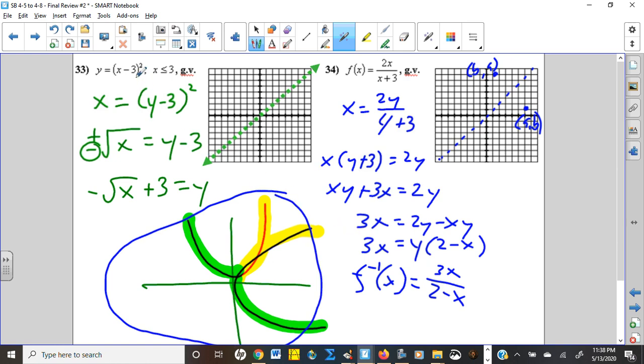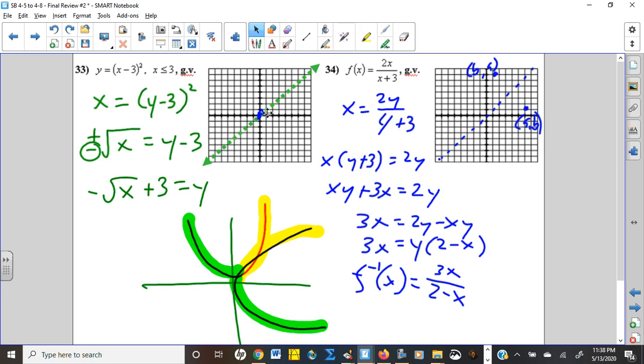Our original function is just a parabola that's been shifted 3 units over. So instead of starting here and going up, it's been shifted over to the point 3, 0, and then it's going to go up. So it'll be, I guess, more like this. So I notice, first of all, that this would not have an inverse function.